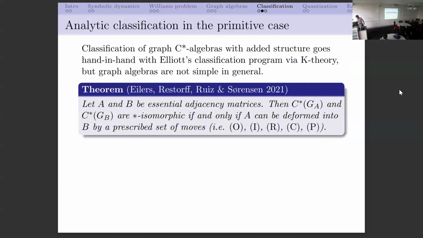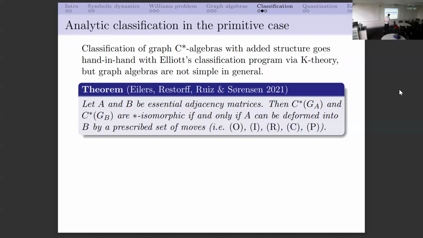However, there's this result of Eilers, Restorff, and Sørensen. You have two adjacency matrices. The graph C-star algebras are isomorphic, not necessarily in a graded way, if and only if you can deform A to B via a prescribed set of moves. I apologize, I'm not going to tell you what these moves are. Now, do you have this theorem under these assumptions about graphs, no sources and so on? Right, but if I want arbitrary graphs, we don't know. Beyond the unital case, we don't know. Unital just means that the matrices are finite in size. I'm happy with unital, but I'm not happy with the lack of infinite emitters.